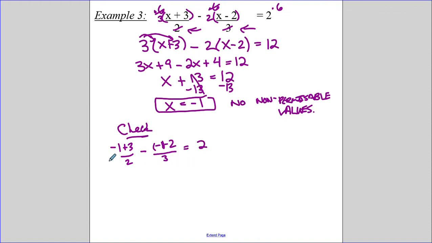So 3 minus 1 is 2, and 2 divided by 2 is 1. Minus, negative 1 minus 2 is negative 3, and I'm dividing that by 3, and we're going to check and see if it equals 2. So really what we're saying here is 1 plus 1, right? Negative 3 divided by 3 is negative 1. 1 subtract negative 1 gives me a positive 1. Does that equal 2? Yes, it does. 2 equals 2, so we know that this checks out to be the right answer. So there's our example 3.